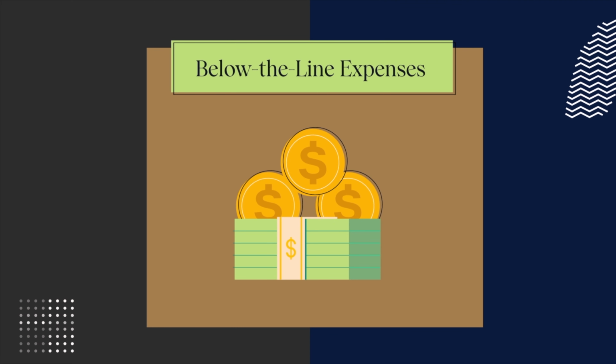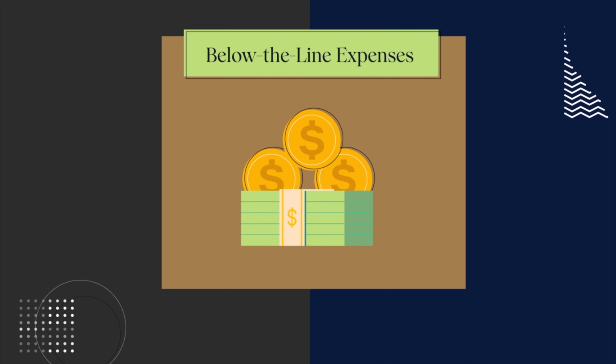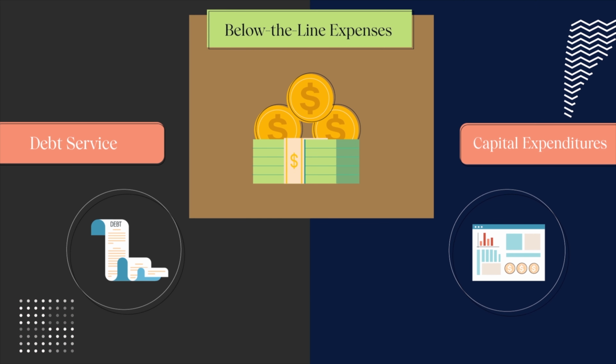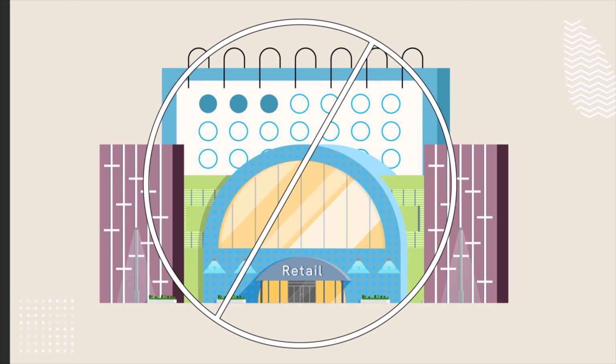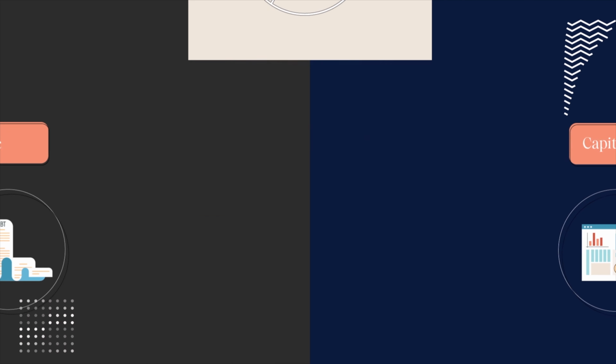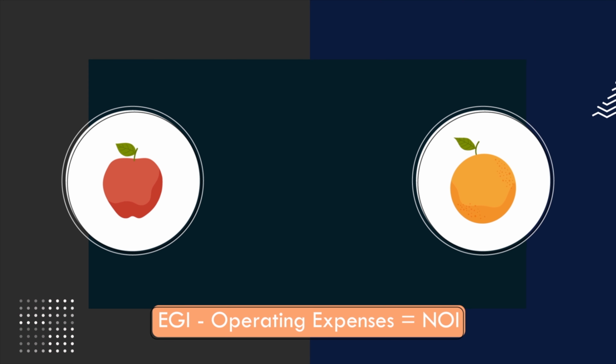However, there are expenses not included in this calculation called below-the-line expenses, such as debt service and capital expenditures. These expenses are not related to day-to-day operations and vary from property to property. NOI is a benchmark for apples-to-apples comparisons, so only typical expenses are factored in. Now you know how to calculate NOI.